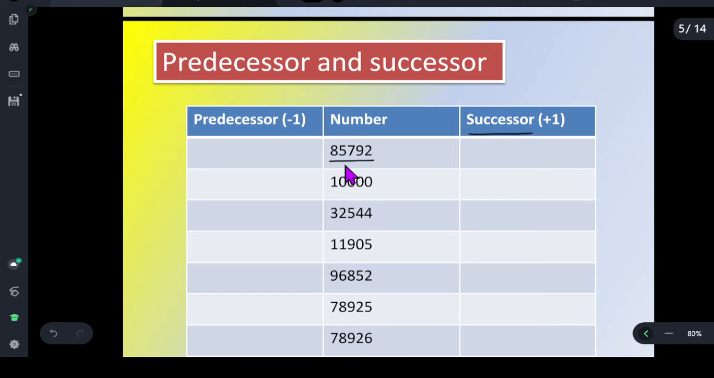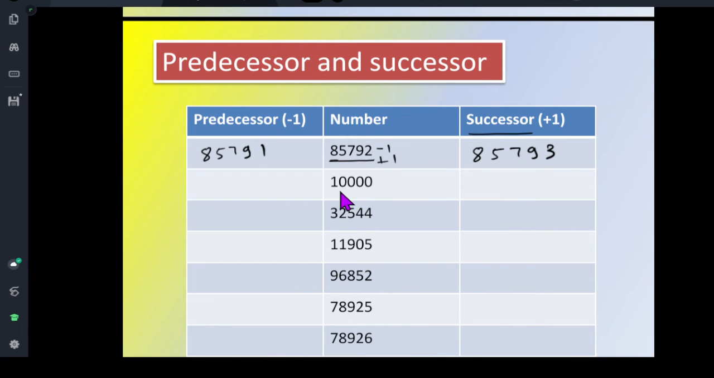So let's check. What is the predecessor of this number, 85,792? I will subtract 1 from it. What is the resulting number? 85,791. So for the successor, I have to add 1 here. What will I get? 85,793. Okay. And now you can see here is 10,000.